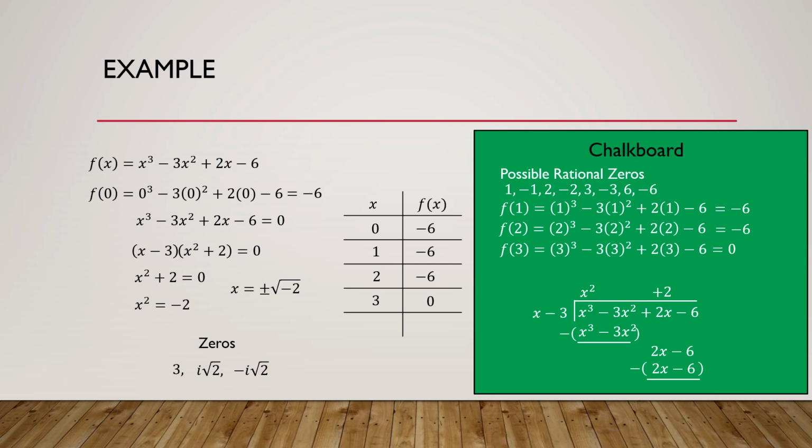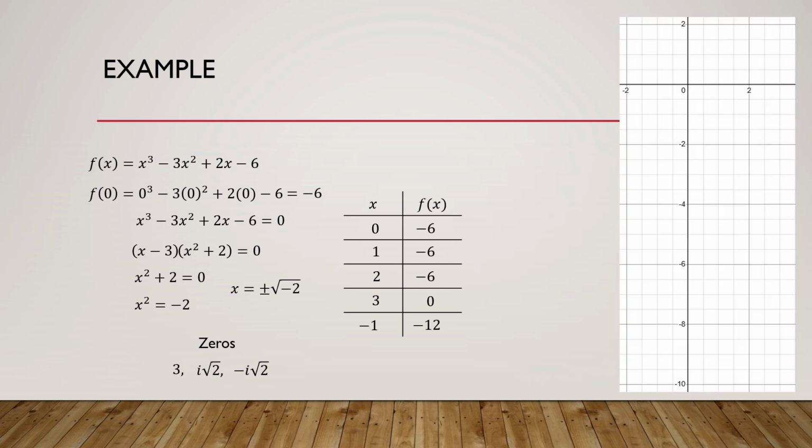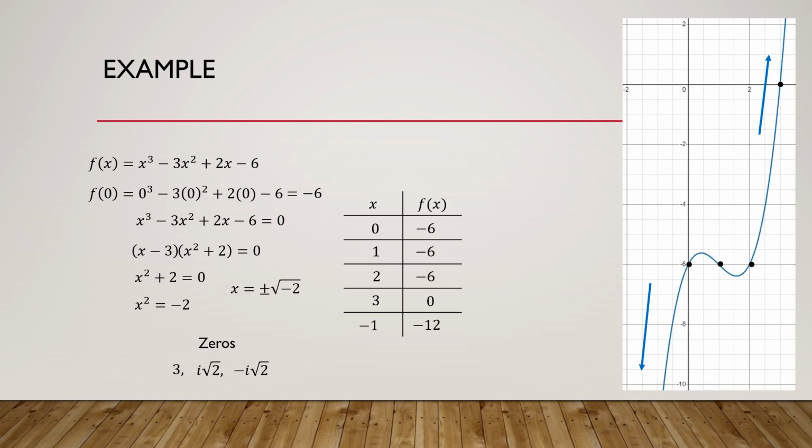To assist in graphing, we can find another test point. f of -1 equals -1 cubed minus 3 times -1 squared plus 2 times -1 minus 6, which equals -12. Since the leading term is positive with an odd exponent, the end behavior will be increasing with increasing positive x's and decreasing with increasing negative x's. These points and the end behavior may be graphed, but with two imaginary zeros, it becomes difficult to graph this function accurately without techniques learned in higher math classes or by using a graphing calculator.